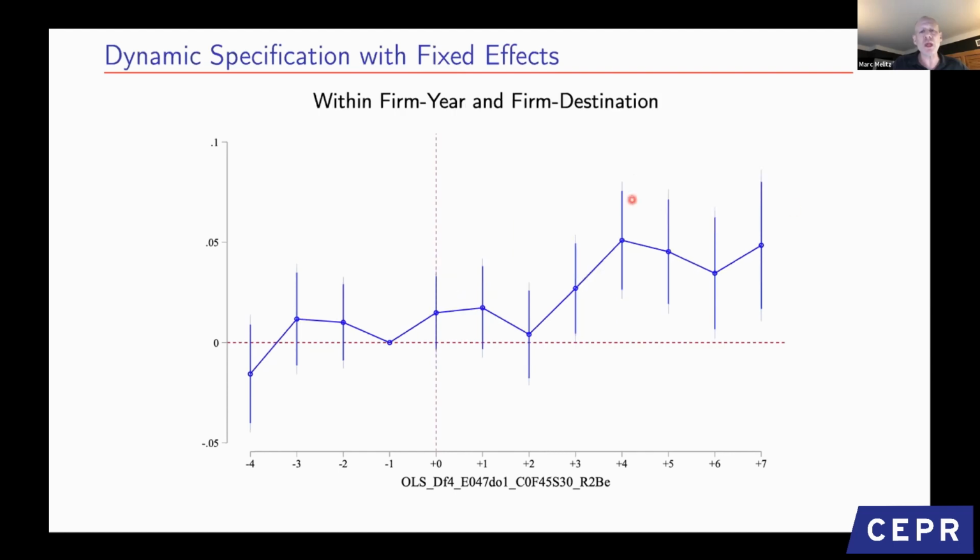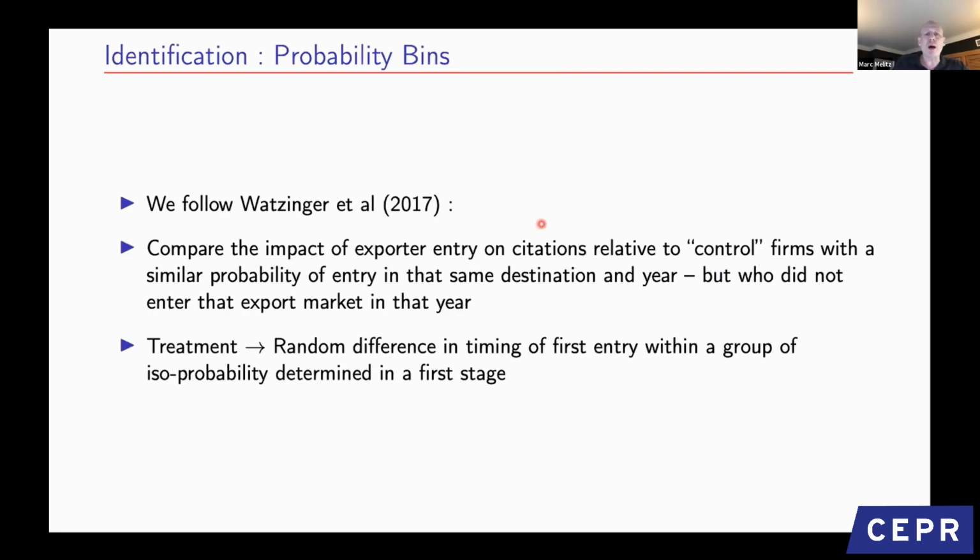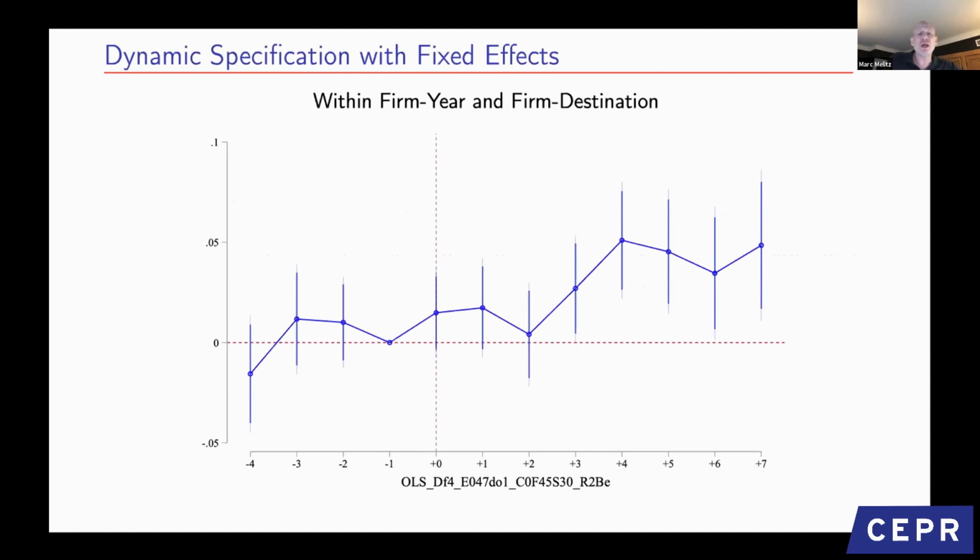We can also do that controlling for that firm destination link. That's that additional control that I showed you there. And we see similar, if not even stronger results. Again, this peaks 4 or 5 years after the French firm enters a particular destination. So this is one specification.